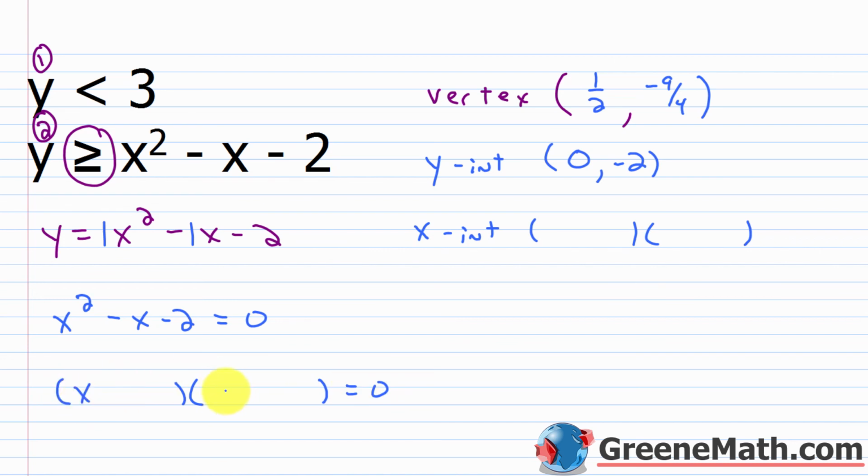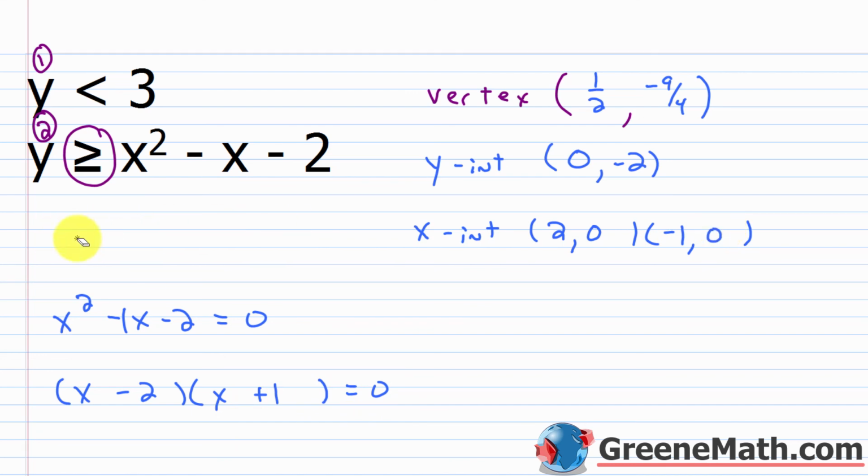So we would have x here and x here. So give me two integers whose sum is -1 and whose product is -2. So you could do -2 and +1. So if I solved each one of these factors, x minus 2 equals 0 has a solution of x equals 2. So (2, 0) would be one x-intercept. And then x plus 1 equals 0 has a solution of x equals -1. So (-1, 0) is another x-intercept.